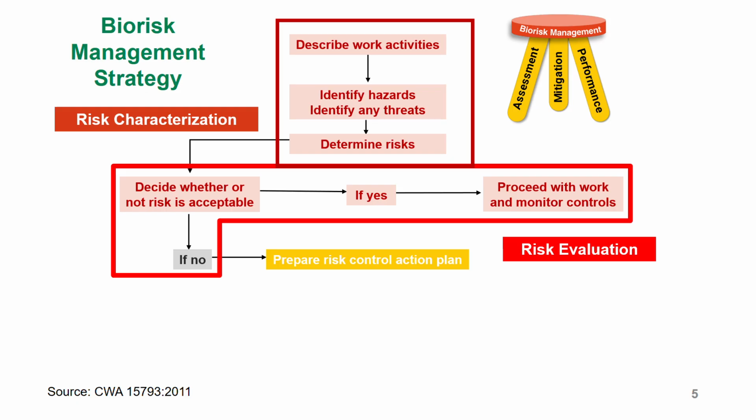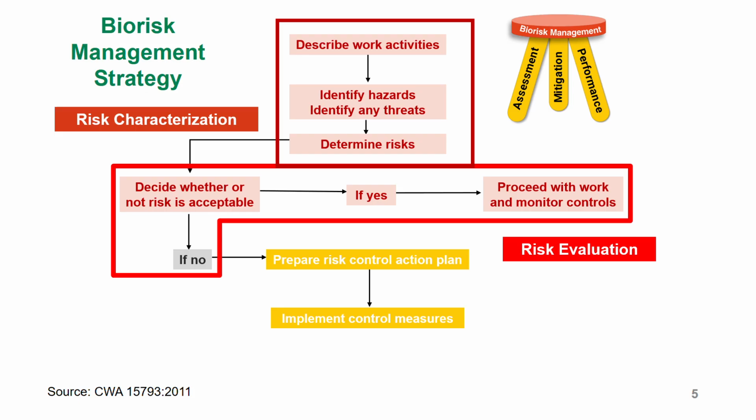So after you prepare your risk control action plan, you need to decide now or select which of the control measures will actually work, or which control measures you feel will actually work by reducing or eliminating your risk. Then after you select them, the next thing you need to do is you need to implement the control measures.